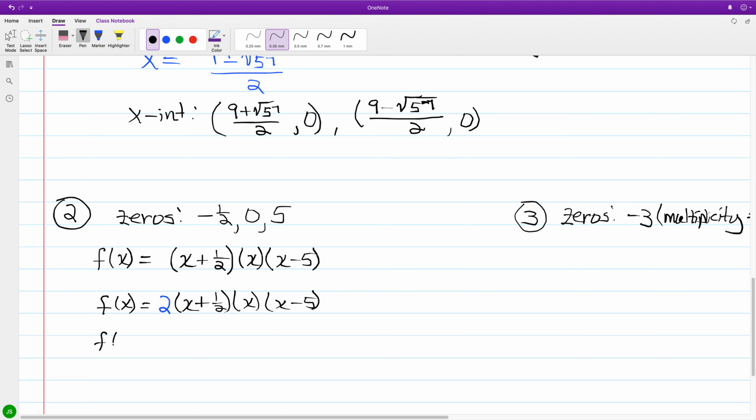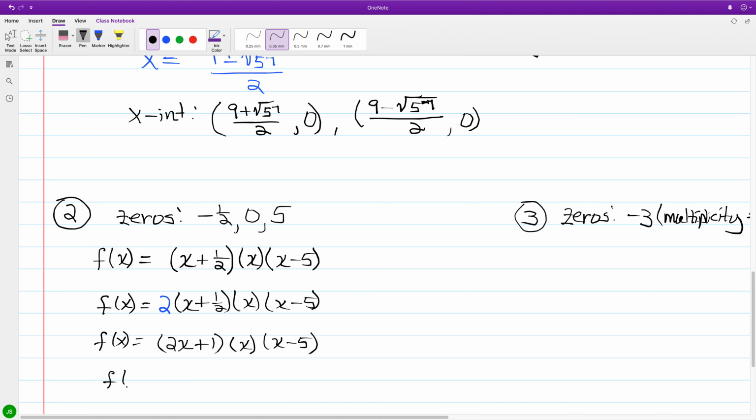And we have f of x, 2 times the quantity of x plus 1/2, which becomes 2x plus 1. Notice if I set 2x plus 1 equal to 0, I would have 2x equal to -1, and with division by 2, I would still have x at -1/2. And I still have times x and times x minus 5.